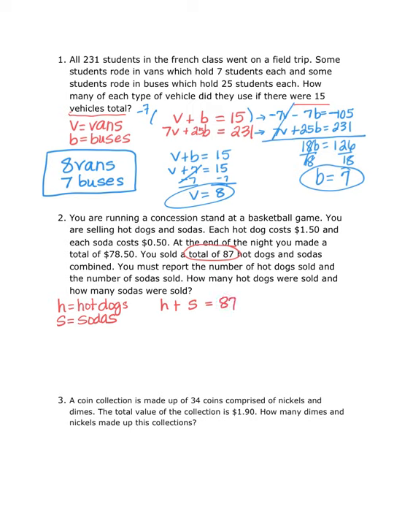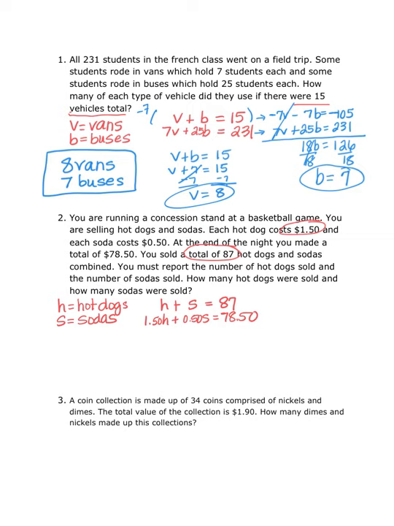Okay, then I'm going to get into the money or the multiplying. So you are selling hot dogs and sodas. Each hot dog costs $1.50. So a hot dog is $1.50. So we've got $1.50 H plus each soda is 50 cents. So 50 cents times S. And that equals the total money, which is $78.50. So now I've defined my variables, I've written my system, and now it's time to solve.